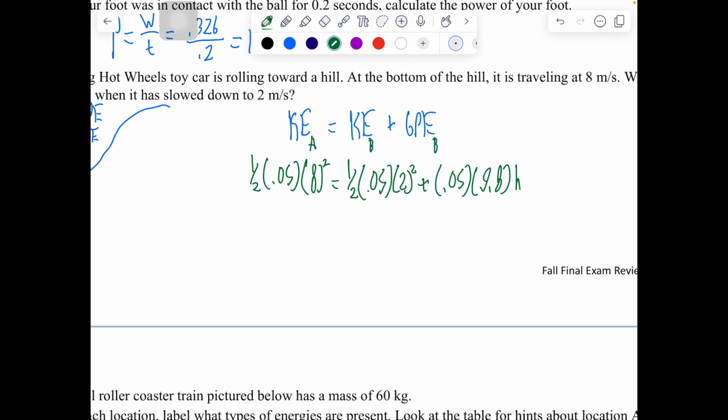And again, we're plugging everything in. 8 times 8 is 64 times 0.05, cut it in half, 1.6. 2 times 2 is 4. This energy is 0.1. And then we get 9.8 times 0.05, 0.49 h. 1.6 minus 0.1, divided by 0.49, height 3.06 meters.